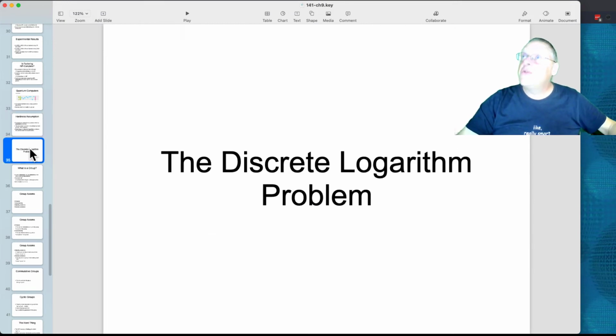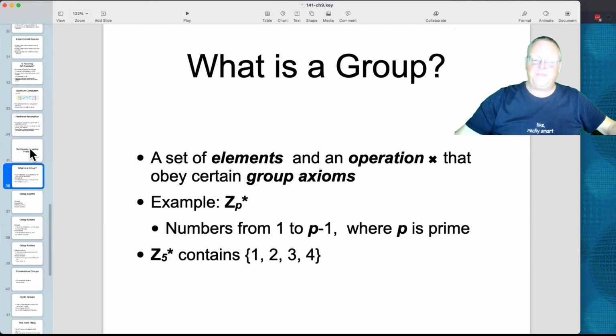So let's talk about the discrete logarithm problem. This is actually fundamental to a lot of cryptography, and it's not that difficult. It's just a little bit weird. You do have to understand what a group is. A group is a set of elements and an operation that obey certain axioms. The simplest one, the one you usually use, is Z star P. Z star P is the numbers from 1 to P minus 1, where P is prime. So it's nice and simple. Z star 5 is 1, 2, 3, 4. And this number on the bottom always has to be a prime number, so that's the one you normally use. It does not include 0.